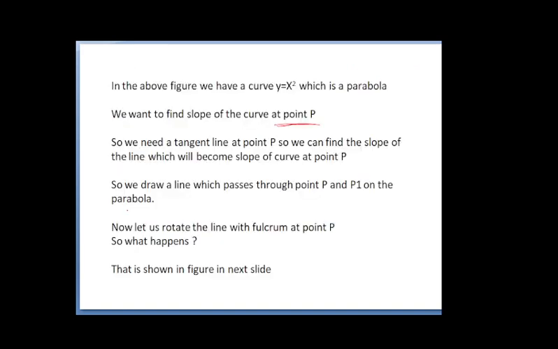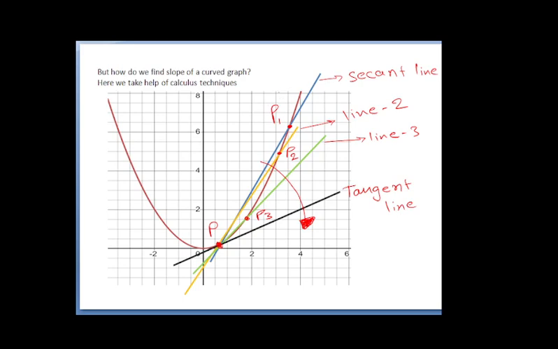So how do we find the slope of the graph at point P? What we do is we rotate this second line, which we had drawn in our previous graph. Now we rotate this line this way, as shown by this arrow. The second line takes the position of line 2, which intersects the curve at P2 and P.